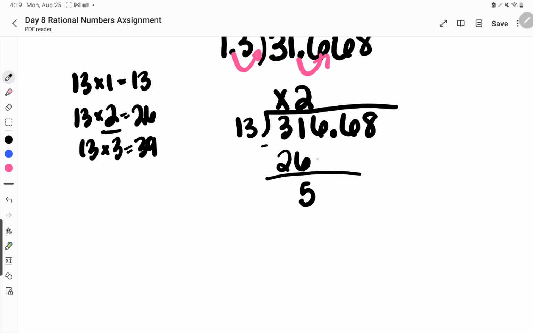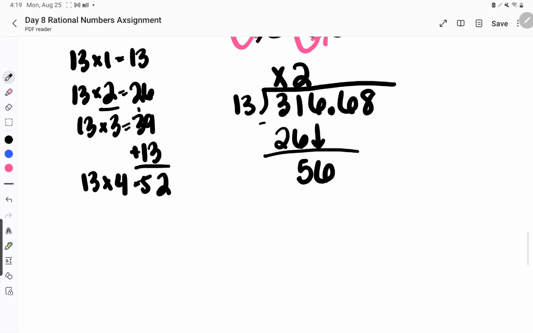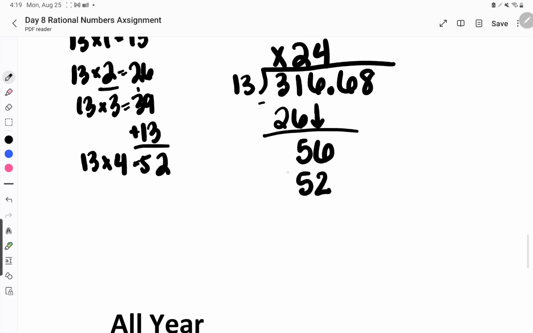This would give me 5. Drop down the 6. All right. When we add another 13, that gives us 13 times 4. And that would be 52. 52 is super close to 56, so we're going to say it goes into it 4 times. 4 times 13 is 52. Subtract, and that gives me 4. Drop down this 6 right here.